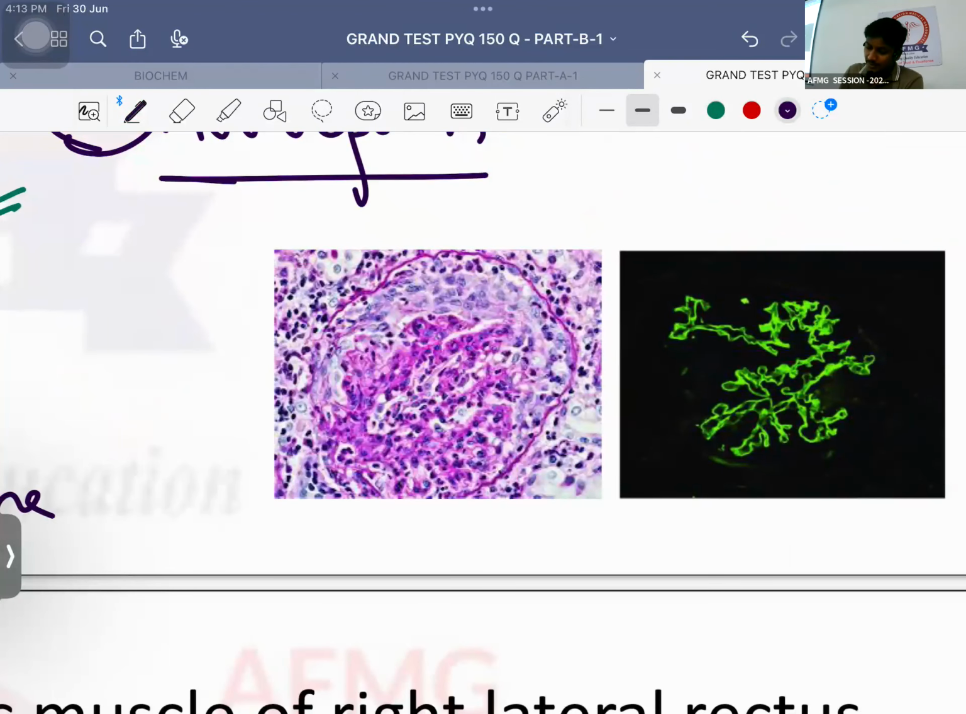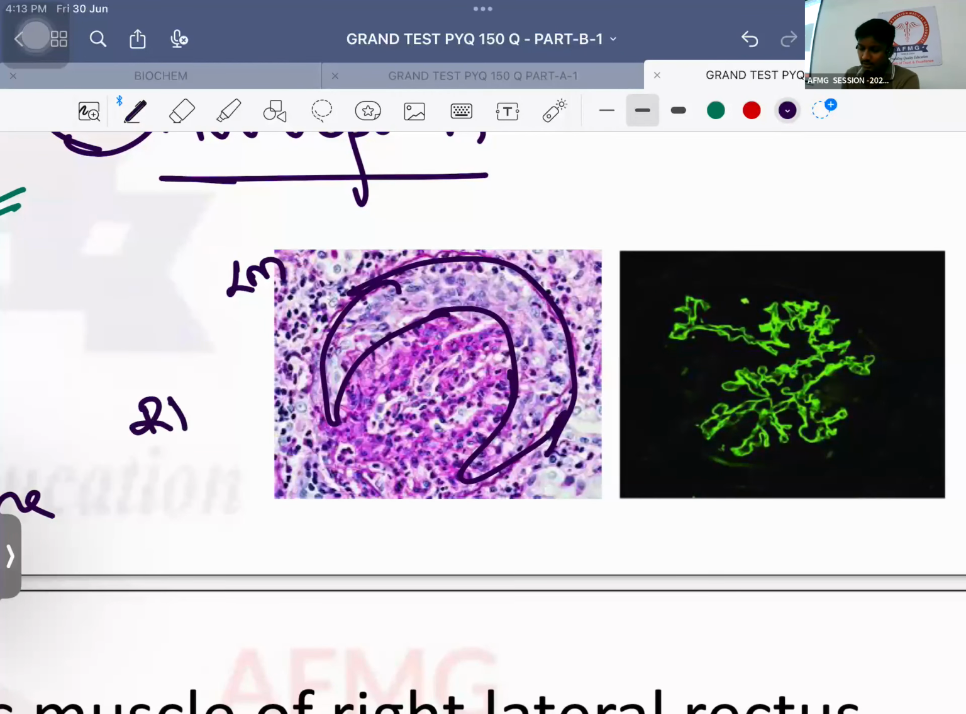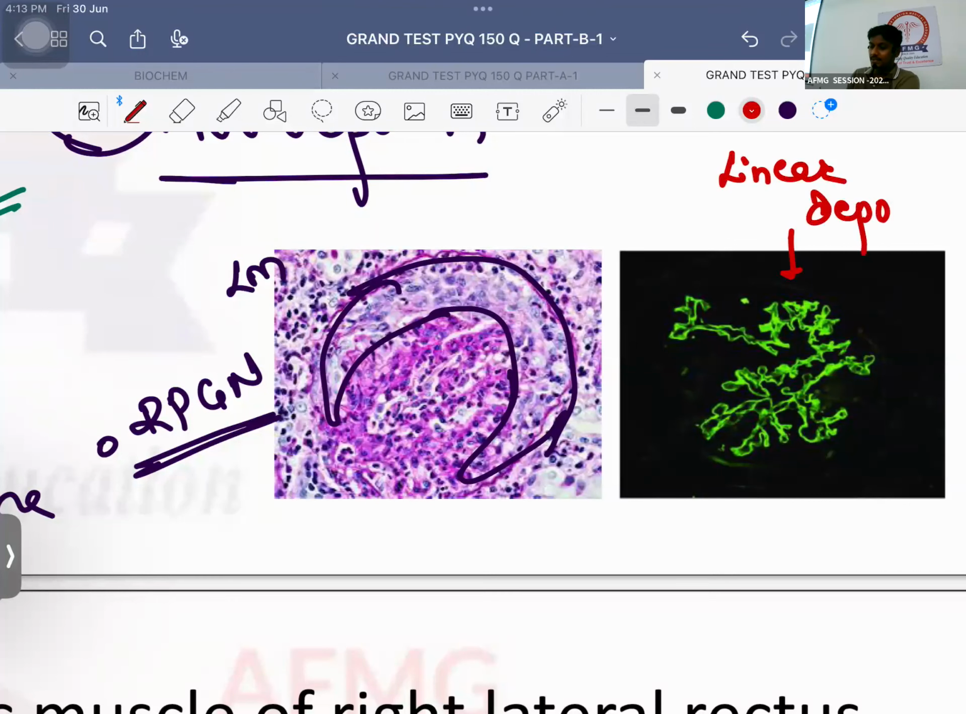What is this, anybody? What is visible on the kidney biopsy, on light microscopy? Crescent formation in the glomerulus. So this is a case of crescentic glomerulonephritis. Crescentic glomerulonephritis is also known as RPGN, rapidly progressive glomerulonephritis. They are of three types. Type 1 RPGN is known as Goodpasture syndrome. Which kind of deposits? Linear ribbon-like deposits, IgG and C3.